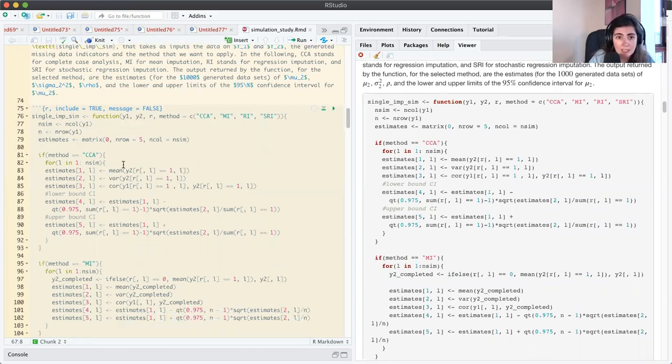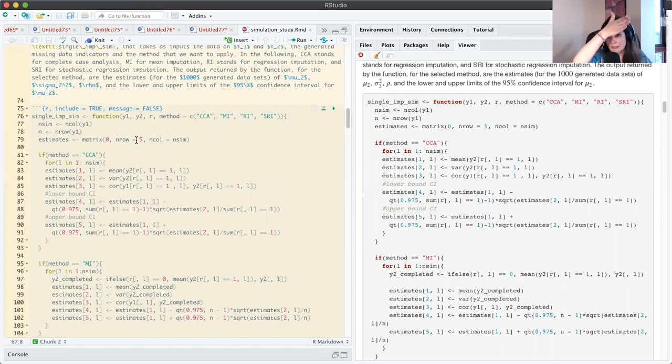Okay, and then I just said, okay, I will use, if the method is complete case analysis, and I'm storing the results. I'm interested in 5 quantities, right? The mean of Y2, the variance of Y2, the correlation between Y1 and Y2, the lower limit for the confidence interval for the mean of Y2, and the upper limit. So these 5 quantities, okay? And I have created a matrix that has 5 rows. So each of the rows is storing one of these quantities. The first row stores the mean, the second the variance, the third the correlation, the fourth the lower limit, and the fifth the upper limit.